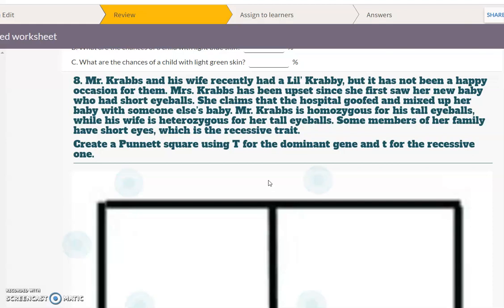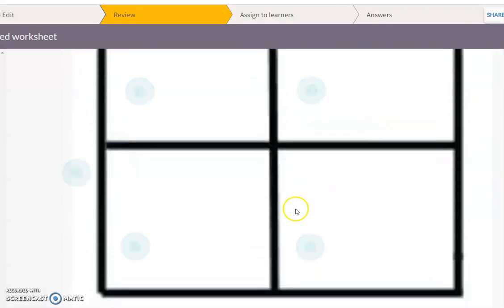And then the last one, we're going to see if a hospital messed up. Never happens, I know, but we're going to see. So Mr. Krabs and Mrs. Krabs are having a little crabby. Hopefully it's not too crabby. And we're looking at their eyeballs. So capital T is going to be for tall eyeballs, and a lowercase t is going to be for short eyeballs. Now, Mr. Krabs is homozygous for tall. Mrs. Krabs is heterozygous for tall. And you're going to figure out what goes with the kids.